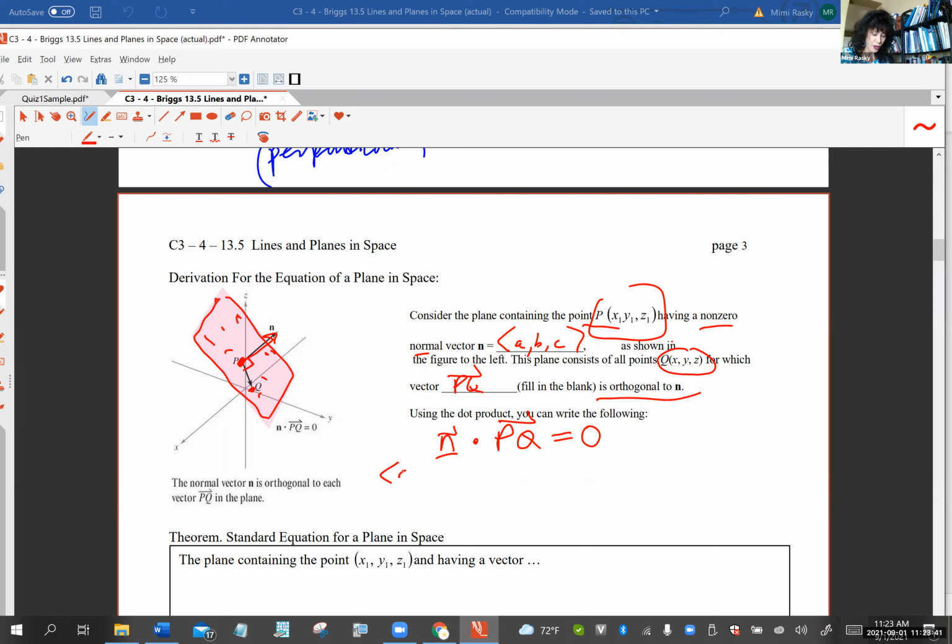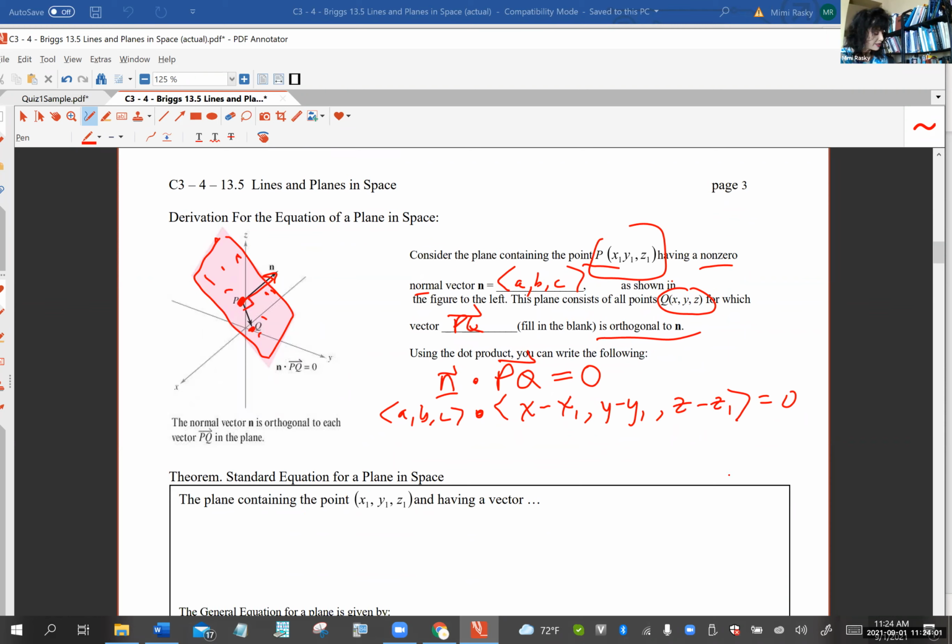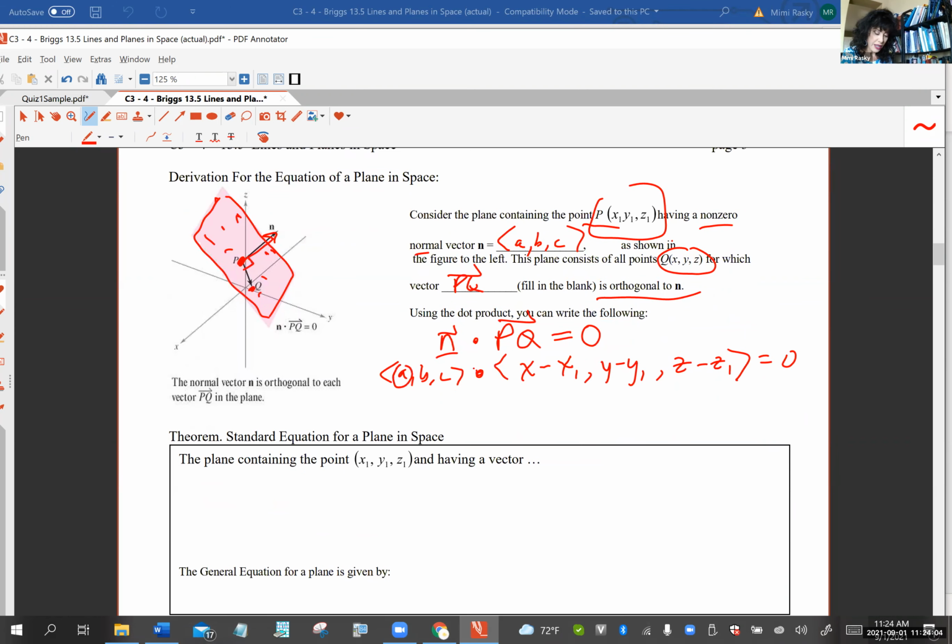What do I mean? They gave us the components for N. So I'm going to use component form, ⟨A, B, C⟩, dot product with, now we have to form the PQ vector. Terminal minus initial: ⟨x − x1, y − y1, z − z1⟩. And you guys know how to take the dot product, right? You take the product of the x components, so A times the quantity (x − x1), plus B times the quantity (y − y1), plus C times the quantity (z − z1). That whole mass had better equal 0.